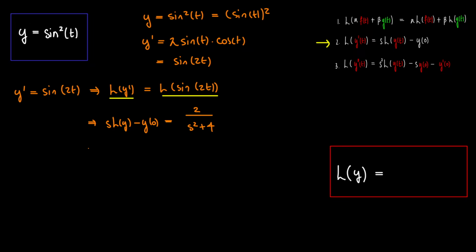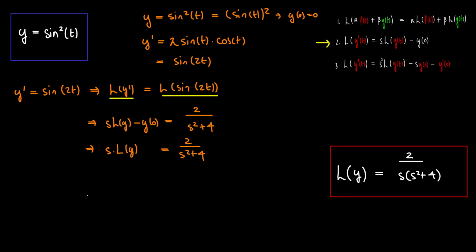So here, let's see what we get. This is s times the Laplace transform of y minus y of 0. But what is y of 0? Well, you can see y of 0 is equal to 0. 0 squared is 0. And finally, I get the Laplace transform of y. In fact, I'll write it in the box. Just divide both sides by s. And so we get 2 over s times s squared plus 4. Very nice. Okay, great. So that gives us a good illustration of how to apply this technique.